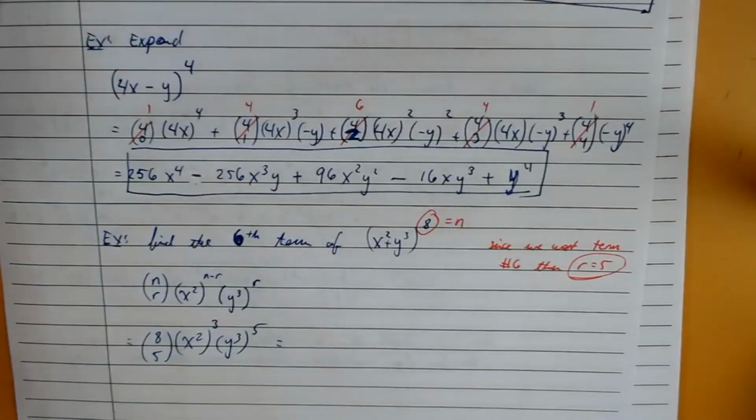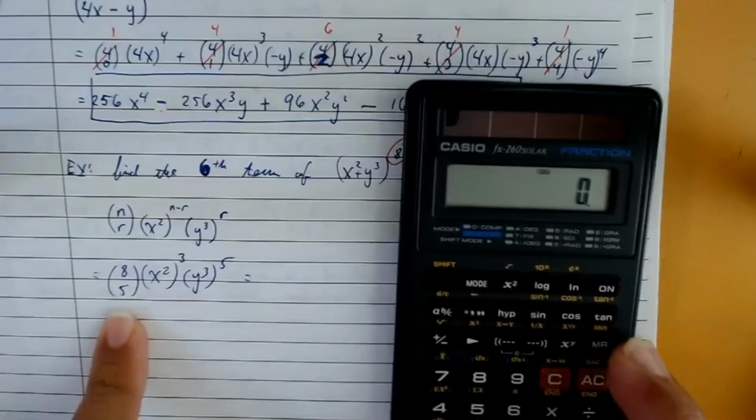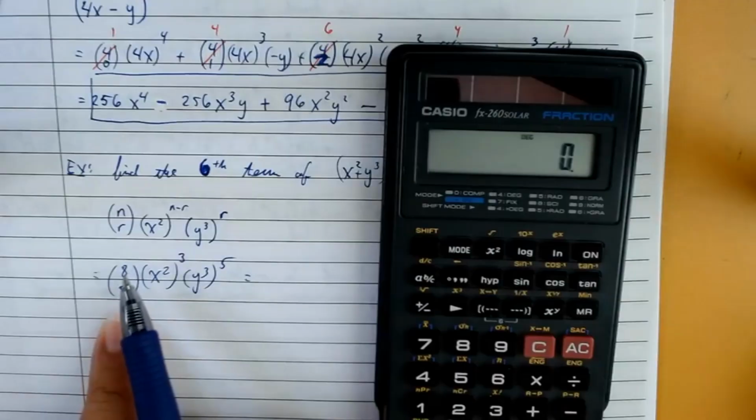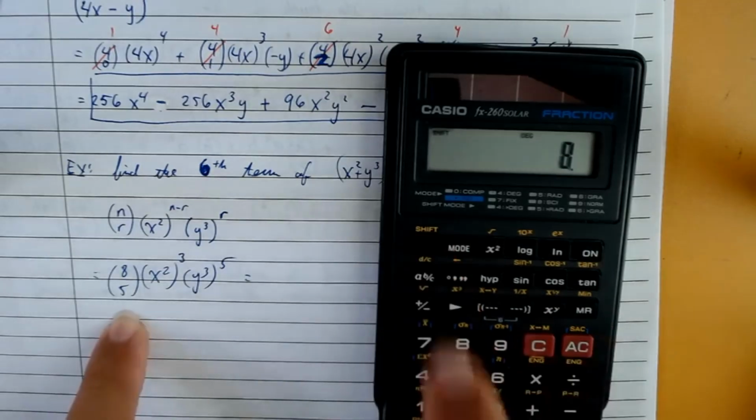That would work. Or, if my calculator has the ability to do this, I could always do that. All right, so here I have 8 choose 5. So on my calculator, that's that C button. So 8 choose 5.